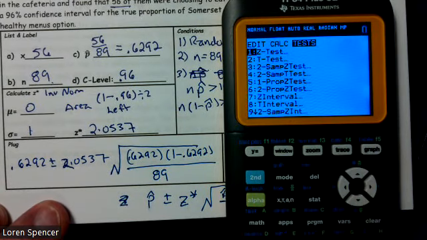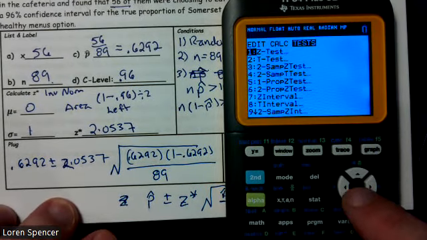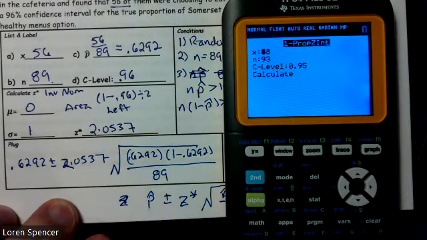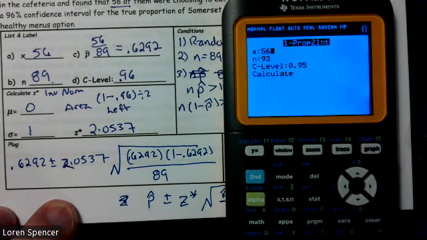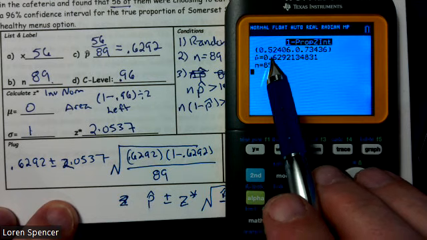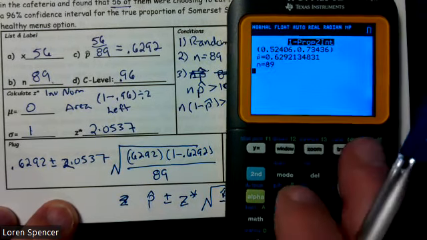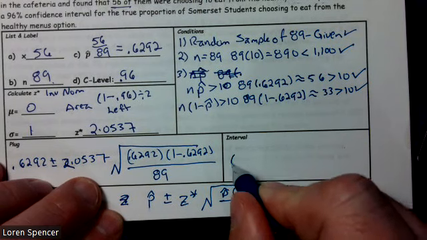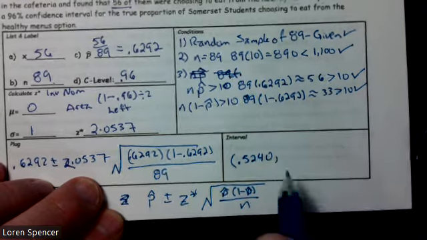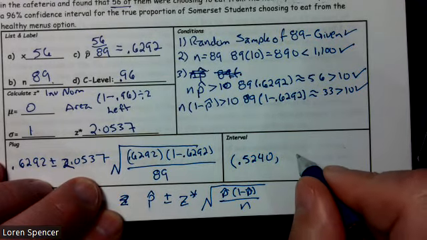So stat, test, 1 proportion z interval. That's going to be letter A. So we're going to have to scroll down a little bit. There it is, 1 proportion z interval. And we have a 56. We have an 89. And our confidence level is 0.96. And we believe the true proportion is really between 52% and 73%. So our interval is approximately 0.5240 and 0.7343.